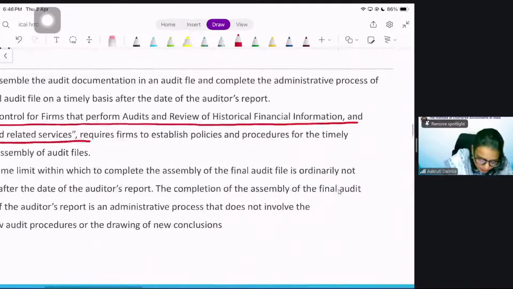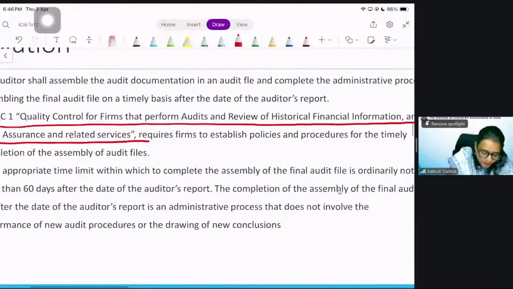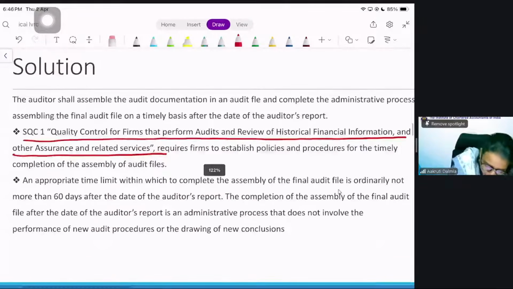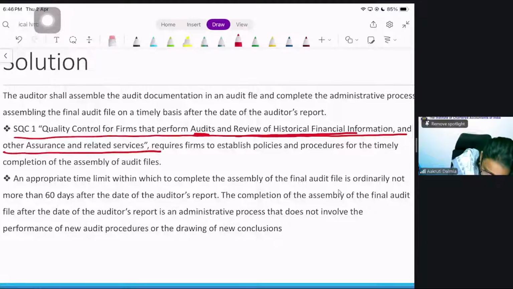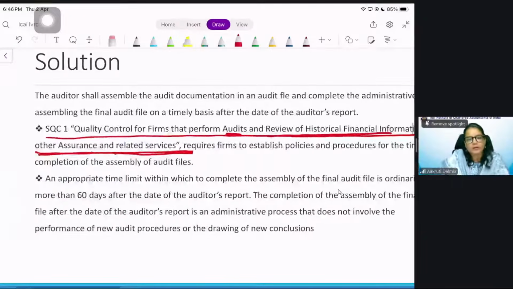नाउ इफ यू सी, व्हाट डज द नेम से? Quality control for firms that perform audit, review of historical information, other assurance, other related services. Now can you remember? अब याद हो जाएगा? You should not make any mistake in the name of SQC1. Okay, it can be used at many places, so don't make mistake. So it is quality control for firms that perform audits and review of historical financial information and other assurance and related services. Okay.